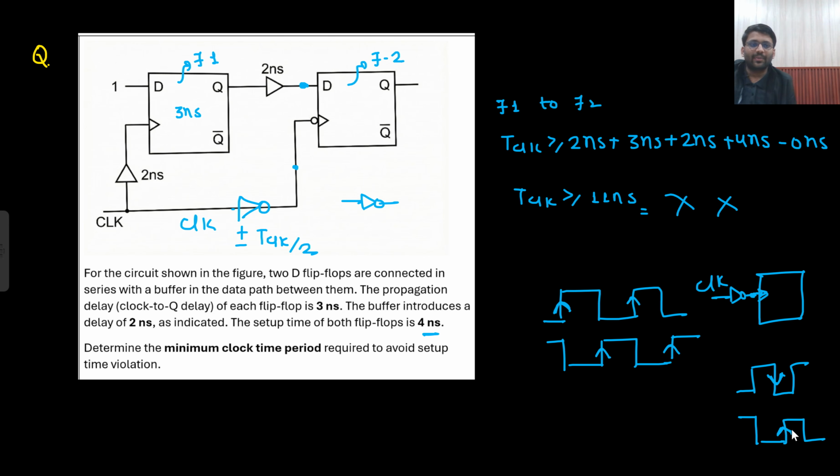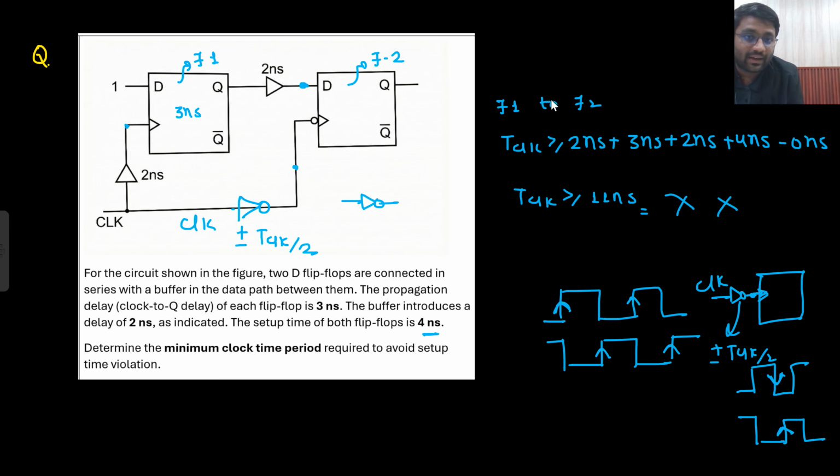So simply take out the bubble, and this inverter gives a delay of plus minus T clock by 2. It can give a delay of plus T clock by 2 as well, or minus T clock by 2. Is that understandable to you? So one is positive edge triggered, the other is negative edge triggered. If I am saying that here there is 2 nanoseconds of delay, then here also there is a delay of plus minus T clock by 2.